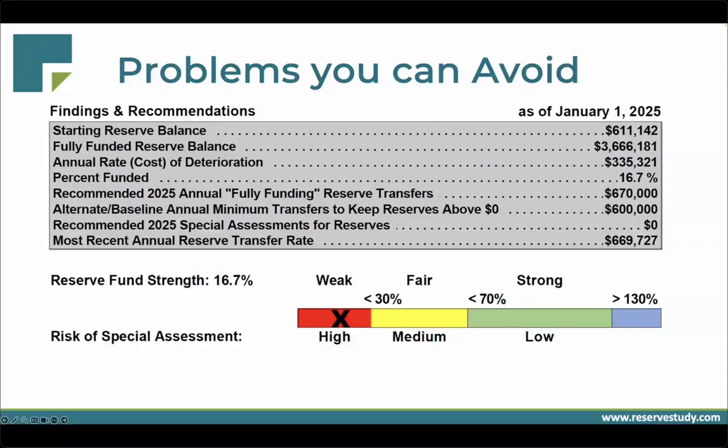Well, because they were ultimately looking at the percent funded, and their percent funded was low. However, just because the percent funded is low does not mean they need to special assess, right? Think of your percent funded as a lagging indicator, but your reserve transfers are a leading indicator, telling you where you're headed. So this client, I had to reassure them that they are already on the right track.